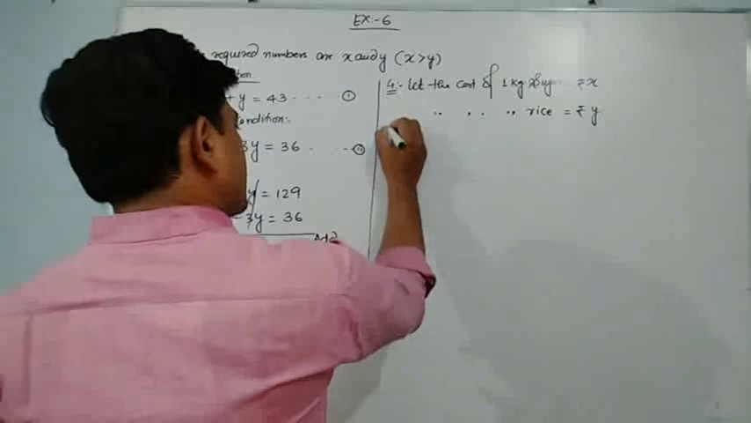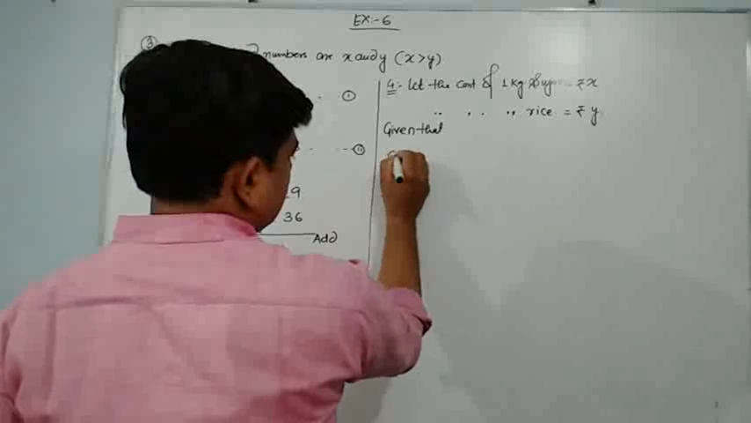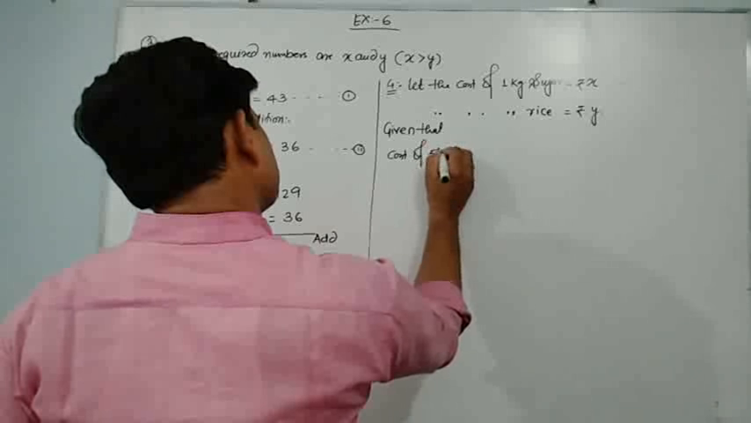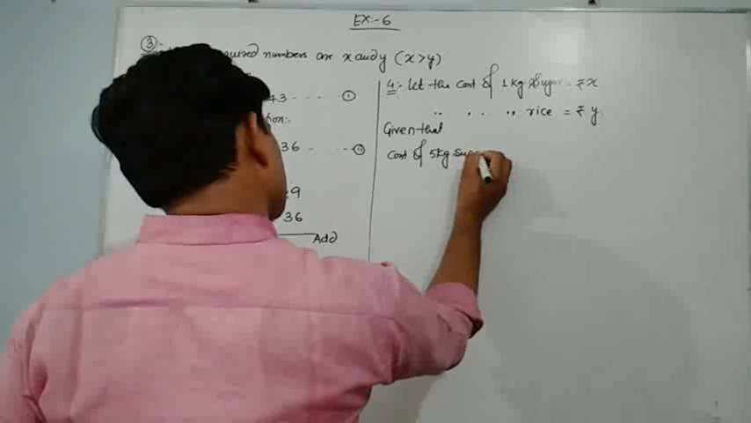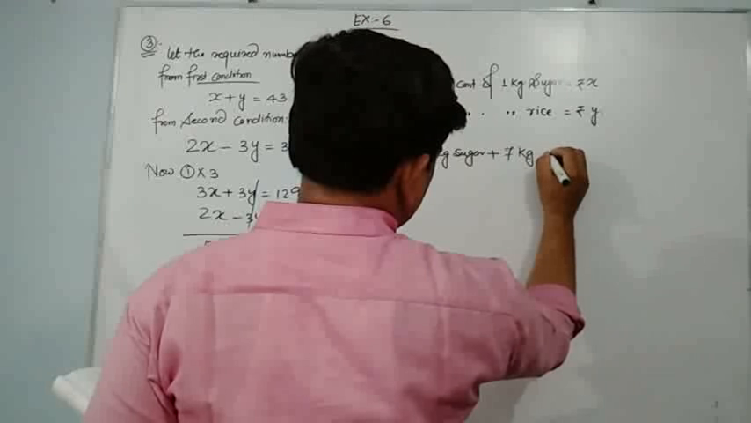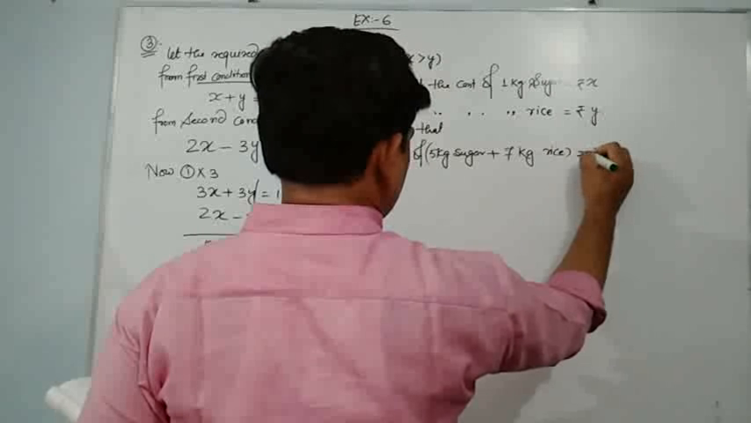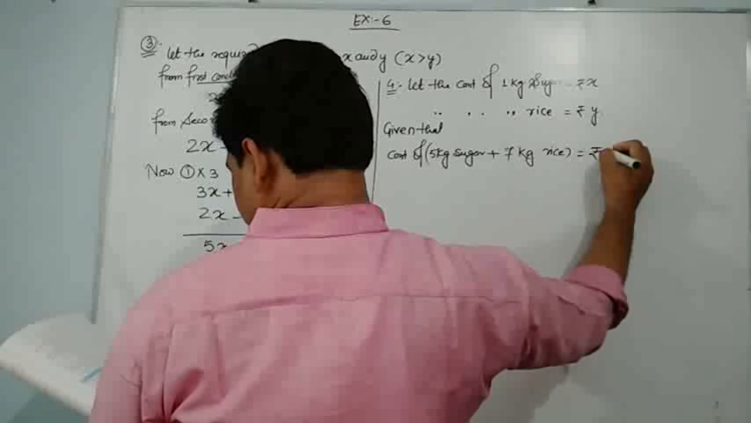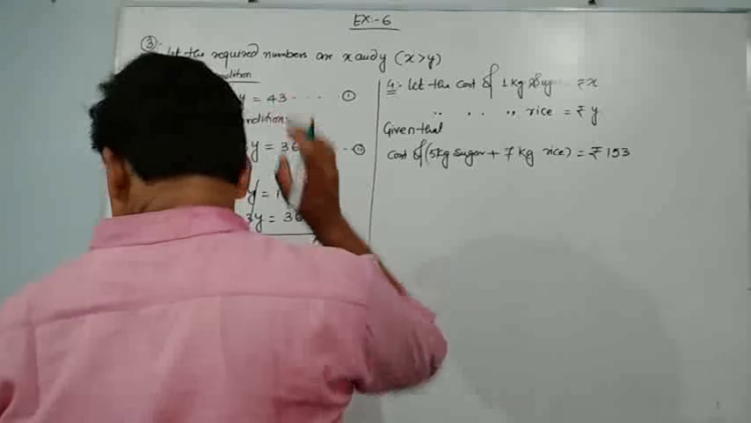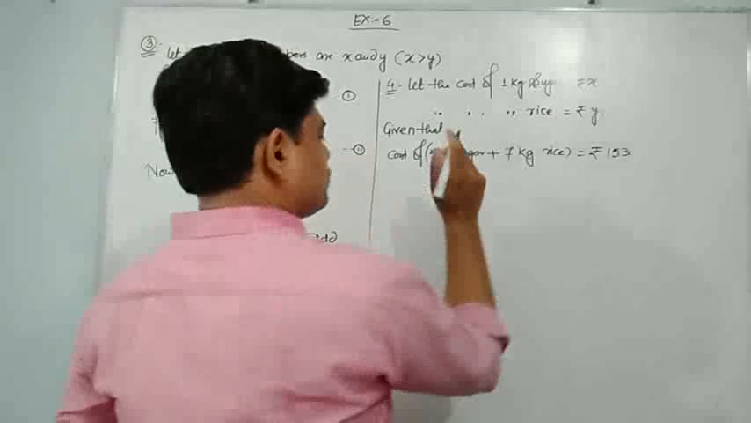So I'm writing one line. What has been given? I can write: given that the cost of 5 kg sugar plus 7 kg rice is equal to rupees 153. That is the first condition. Now tell me, the cost of 1 kg sugar is x, so 5 kg sugar will be what? 5x.